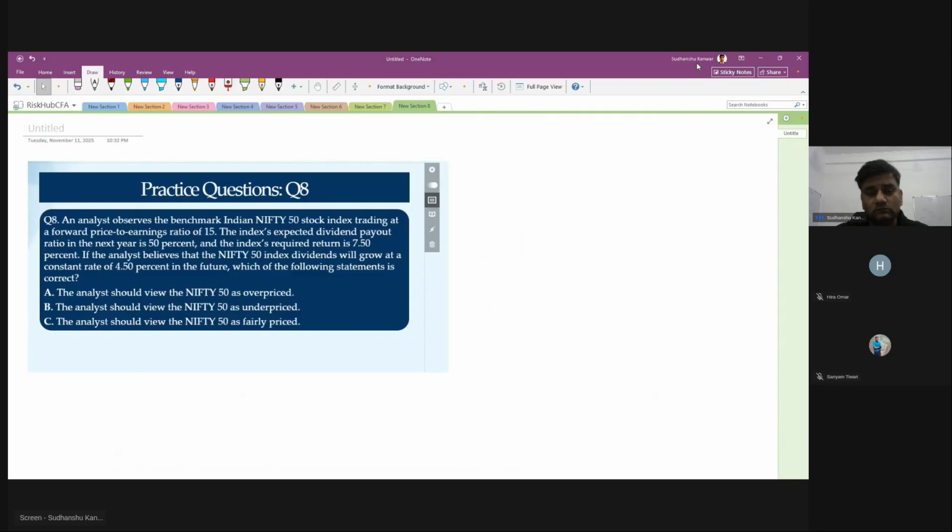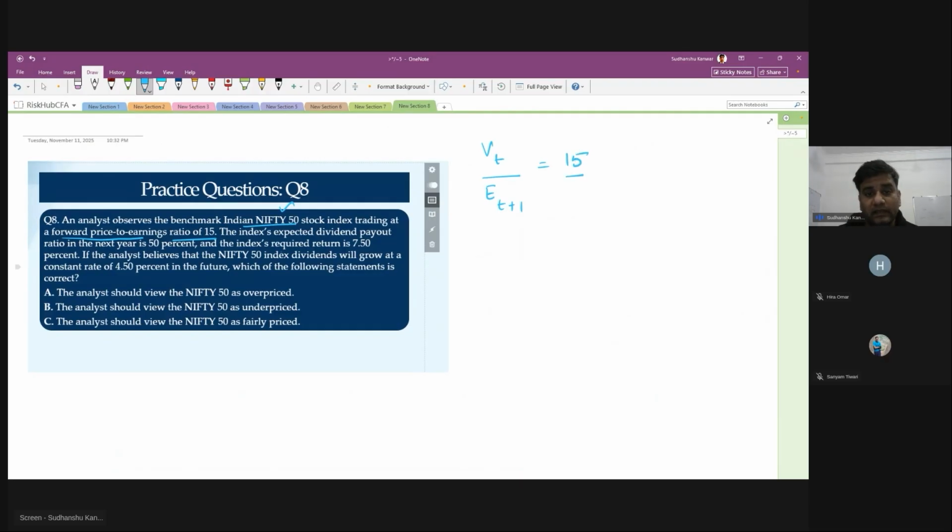Okay. So in this question, what is happening is that an analyst observes the benchmark Indian Nifty 50 stock index trading at a forward price to earnings ratio of 15, right? So you say forward price to earnings, so you are saying that okay, fine, it is V0 by E1, right? Forward price to earnings now at 15.